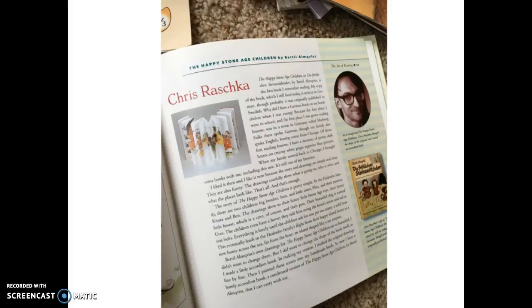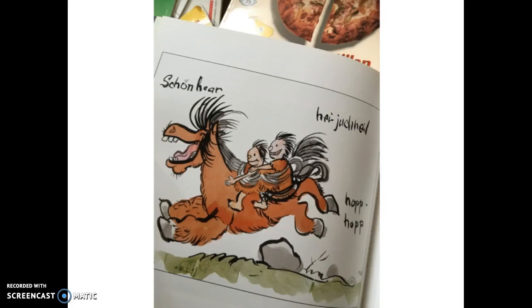Chris Raschka has done many different books. He was influenced by a book from Denmark, and if you get this book and read it, you can read how some of those international illustrators really affected his development as an artist. You can see that he uses a lot of harsh lines and dark colors to show action and some intense suspense.